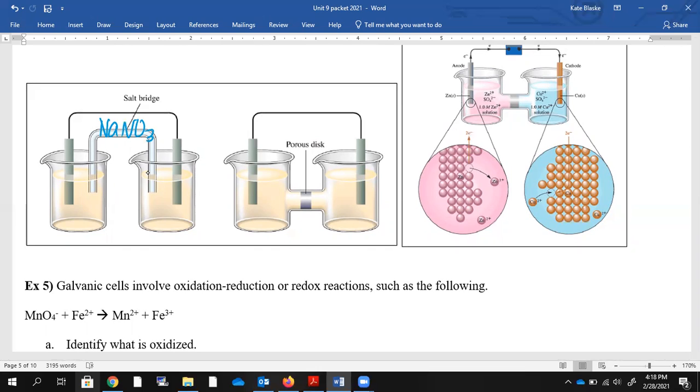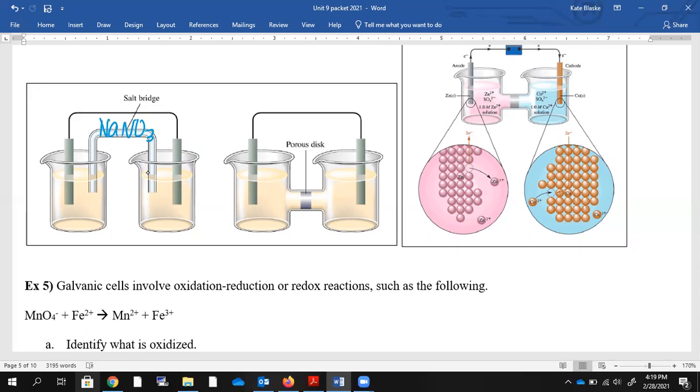In that salt bridge, the positive ion will migrate towards the side of the galvanic cell that is losing positive charge. And then the nitrate will migrate to the side that is losing negative charge. So that helps maintain the charge balance in there. If we did not have a salt bridge in a galvanic cell, it wouldn't go. It would just stop. There'd be no transfer of electrons because we need a way to keep that flow of electrons and that flow of charge constant.